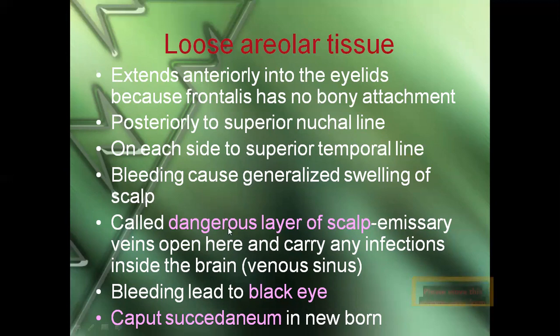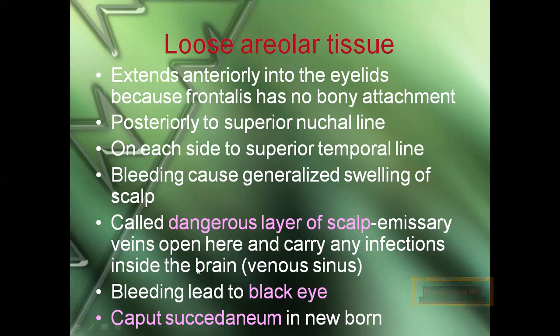This can be a 3 marks question. Which is the dangerous layer of the scalp? The fourth layer, the loose areolar tissue layer, is the dangerous layer of the scalp because emissary veins open here and carry any infections to inside the brain. Emissary veins are opening here and carrying infections from the scalp to the dural venous sinuses.